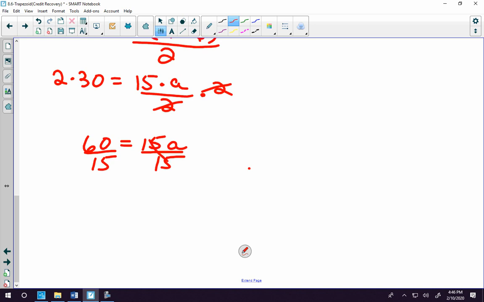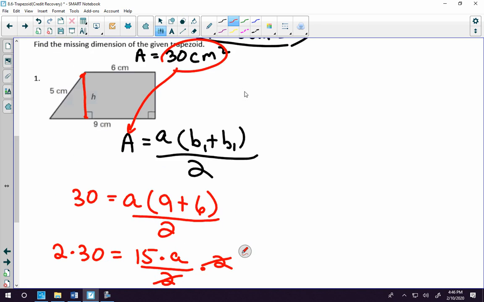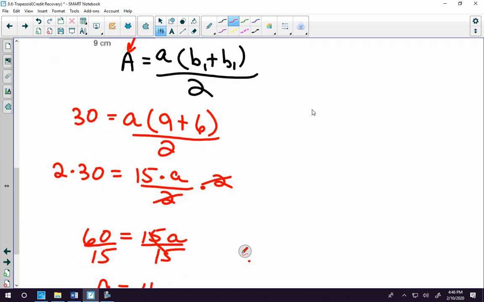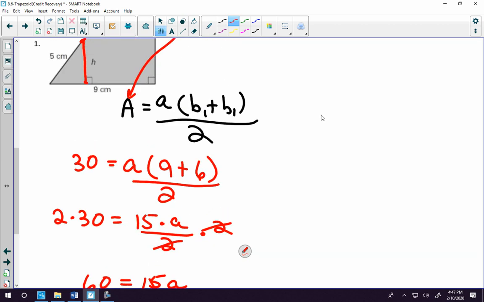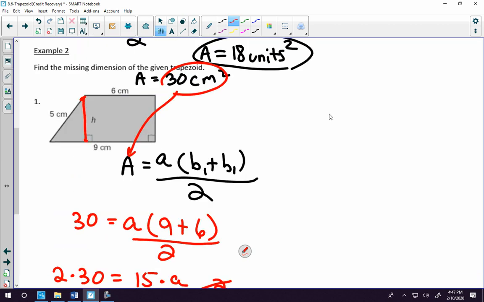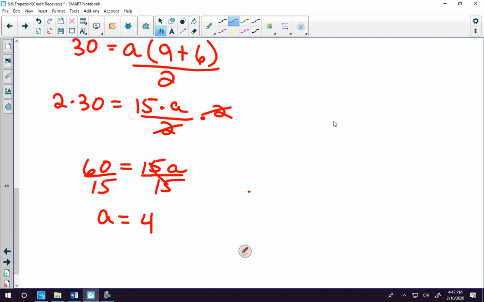And we know that the altitude is going to be 4. I can't remember if that's centimeters. Let's look back up. The altitude is going to be 4 centimeters there. So the altitude is going to be 4 centimeters.